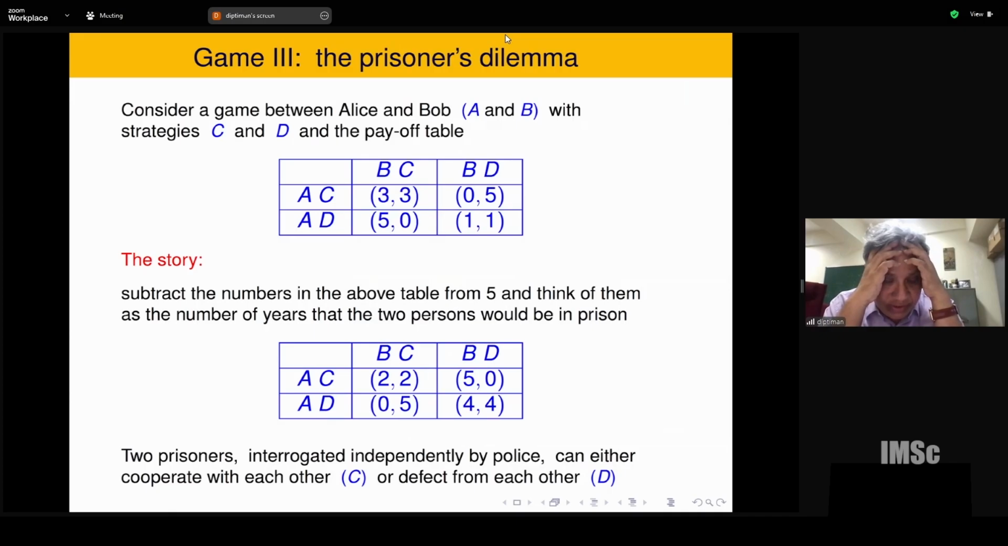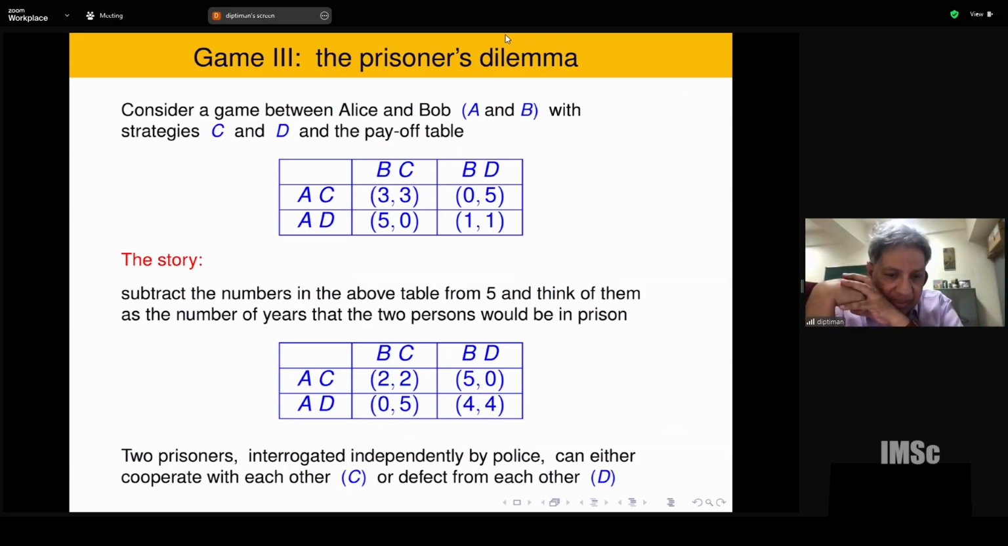There's a story where this kind of payoff table comes from. So let me tell you the story. Suppose you take these numbers that you see in the table at the top, and you subtract all these numbers from 5. Then you get a new table, which is shown below. And think of this table as the number of years that two persons would be in prison for some reason.